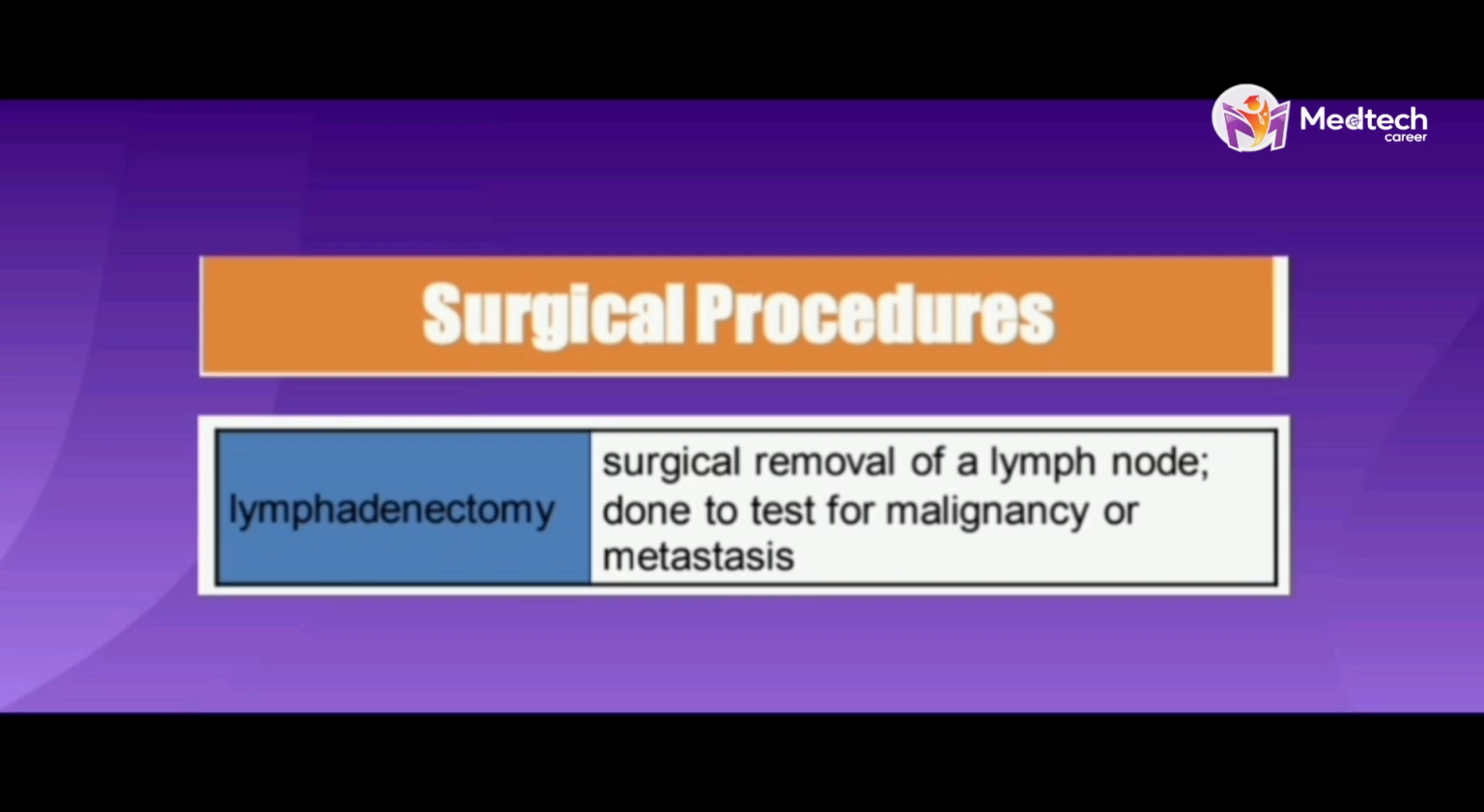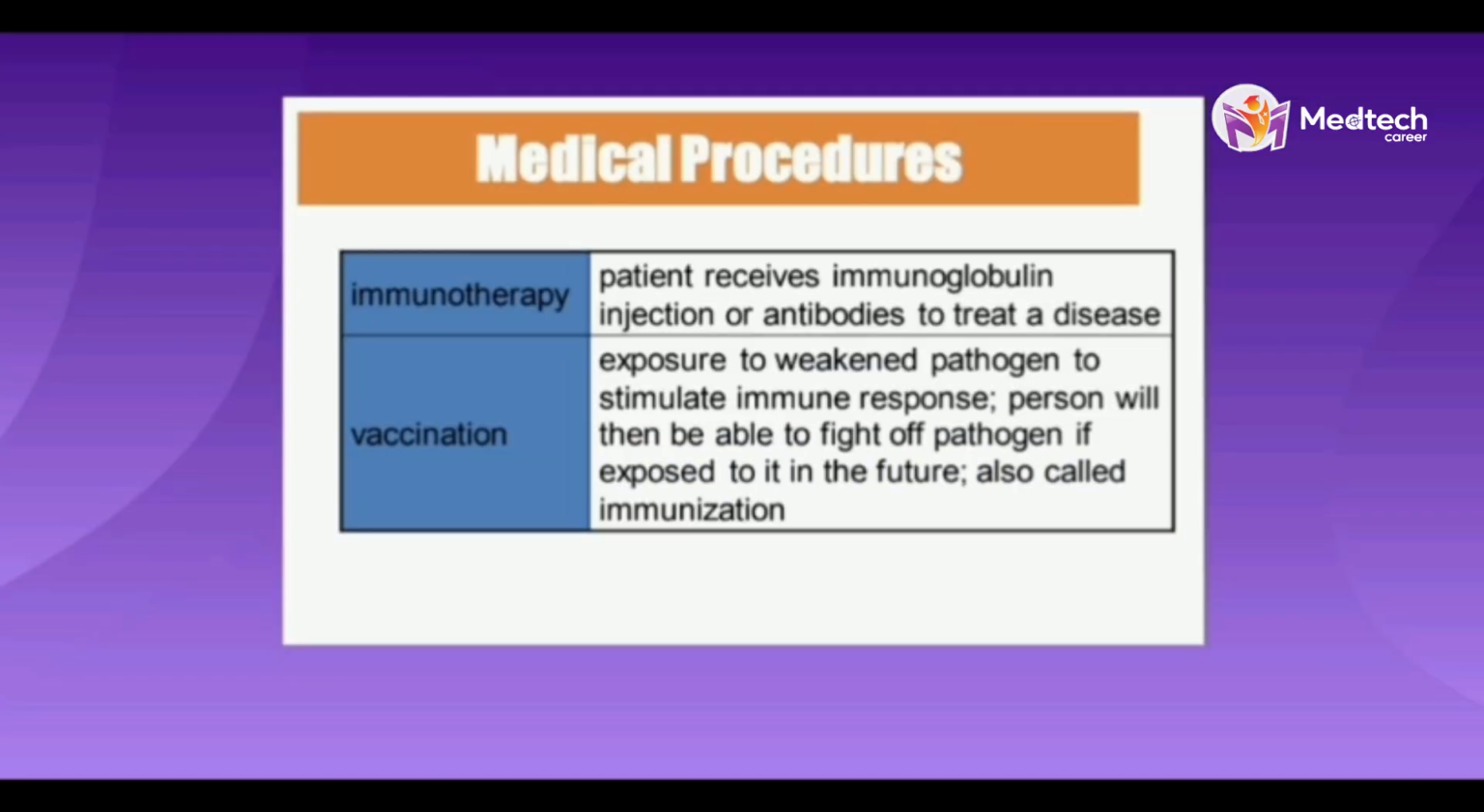Next, let's see about surgical procedures. Lymphadenectomy: the surgical removal of a lymph node, done to test for malignancy or metastasis. Next, medical procedures. Immunotherapy: when a patient receives an immunoglobulin injection or antibodies to treat a disease, it is called immunotherapy. And another one, vaccination: exposure to a weakened pathogen to stimulate an immune response. The person will then be able to fight off the pathogen if exposed to it in the future. It is called immunization. So this is the lymphatic system.